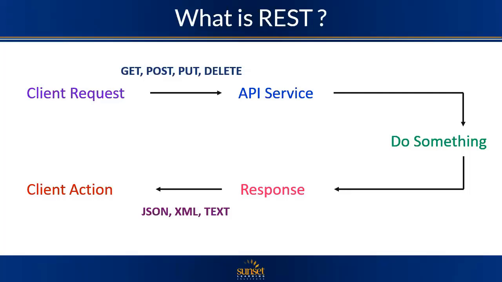Now the response is going to be in either JSON format, it could be an XML format, it could be text. In fact, we can even specify how we want our response. So it's a combination. The URL plus we're also going to be working with information, again, JSON, XML, or text. And then the end result is that something happens.